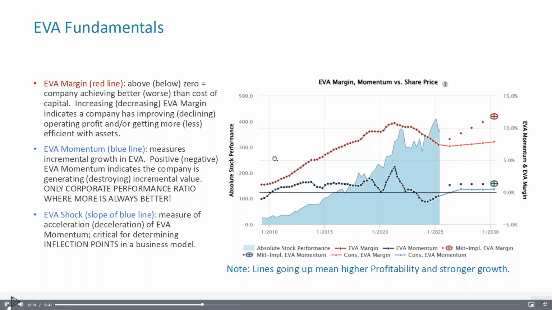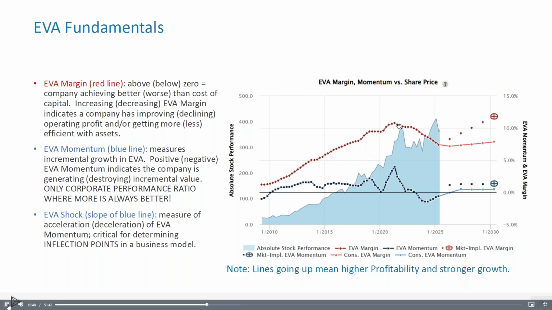So as I said a couple of slides ago, EVA margin is our profitability indicator. That red line represents the level of economic profitability. We know it's fully loaded for capital invested in the business and after correcting accounting distortions. So if that red line's above 0, we can say the firm is covering above its cost of capital. It's an economically viable business.